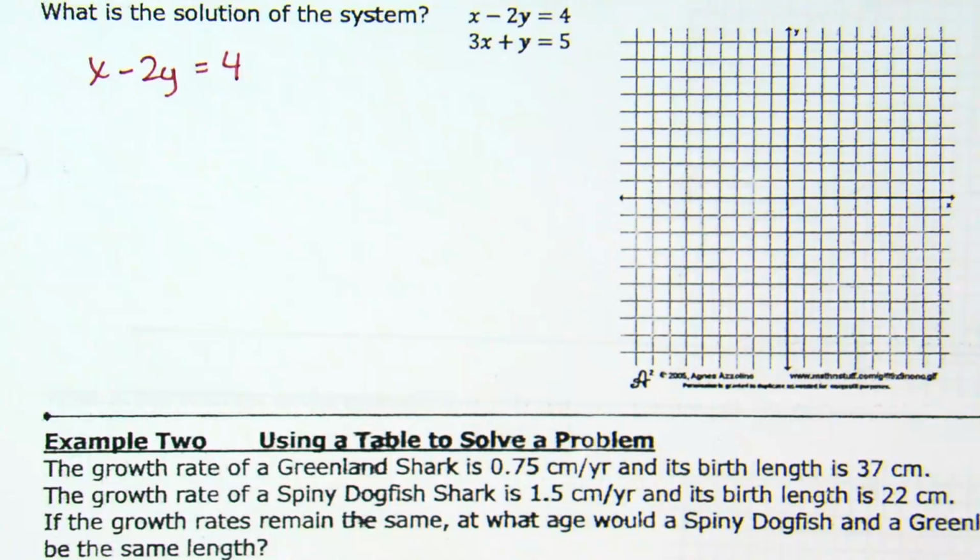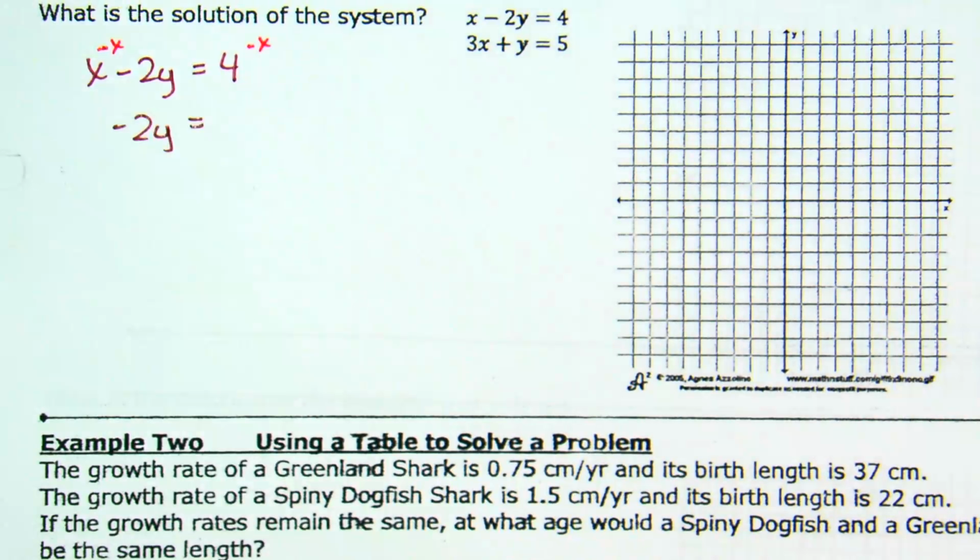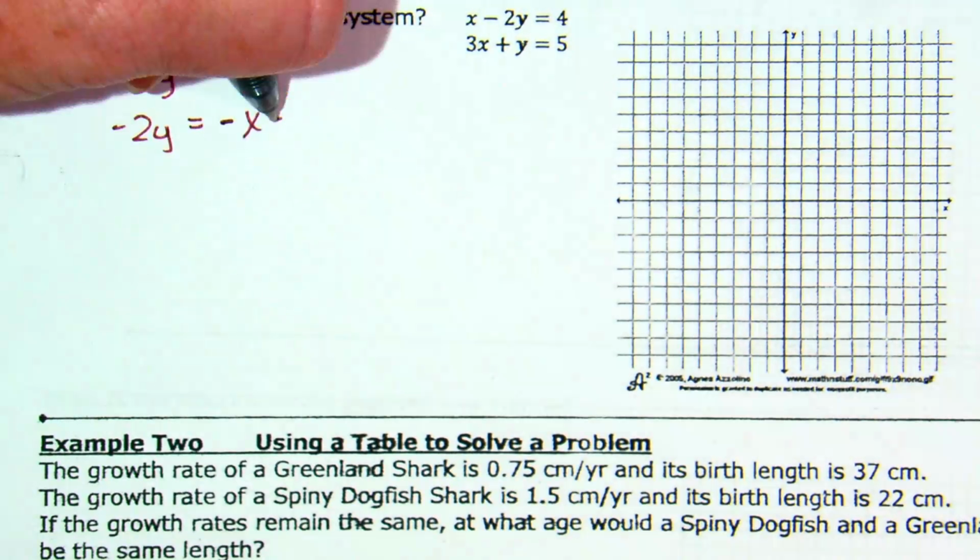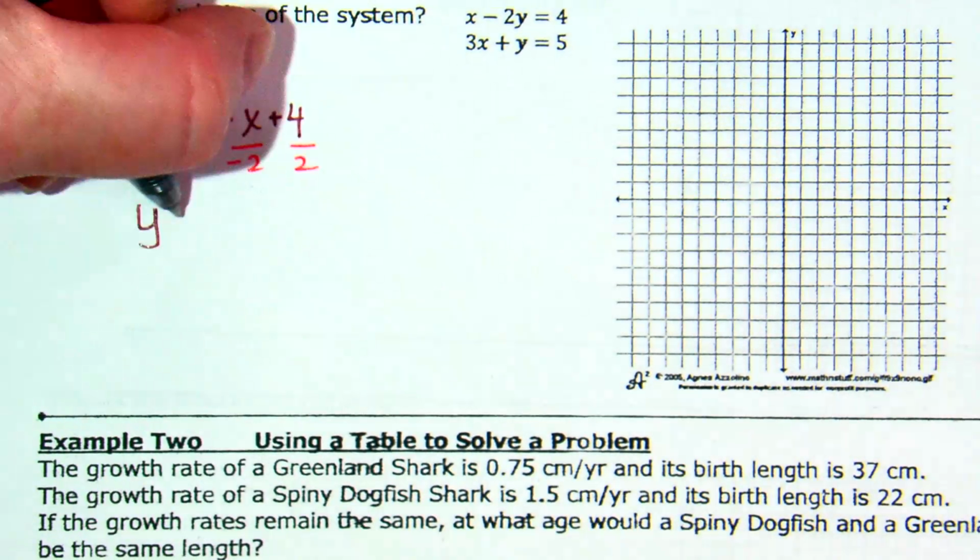So then I have negative 2y. What is 4 minus x? Negative x. Negative x what? Plus 4. And then what else do you have to do? Divide by negative 2. Get that divided, and then start graphing this line for me.